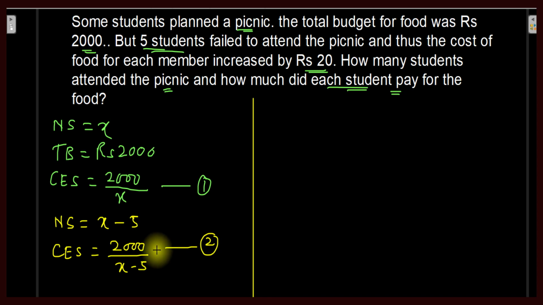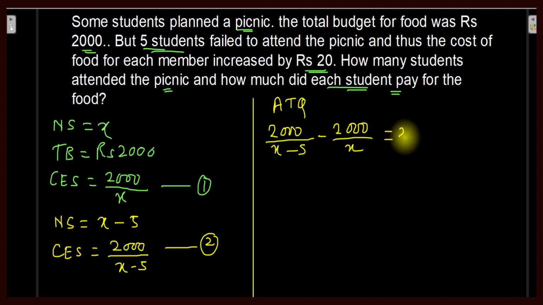Now here the difference between the first and second costs is 20, because the cost of food for each member increased by rupees 20. It means the difference between these two costs for each student is 20, and so as per the question we can write the equation: 2000 upon x minus 5 minus 2000 upon x is equal to 20. This difference is 20 because the cost increased by 20 rupees from the previous cost for each student.